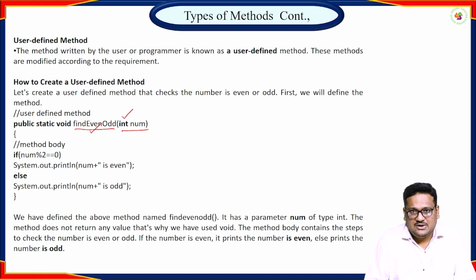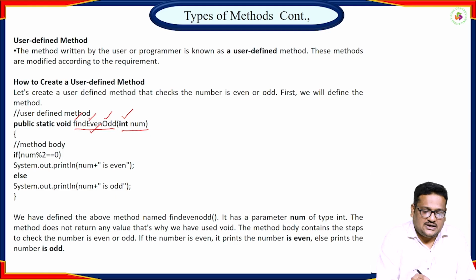If you observe the naming convention of the method, the name contains three words. The first word is find, the second word is even, the third word is odd. The first letter of the first word should be small. The first letter of the second word should be capital. The first letter of the third word should be capital, and there is no space in between in the method name. So this is the naming convention we have to follow while defining user-defined methods.